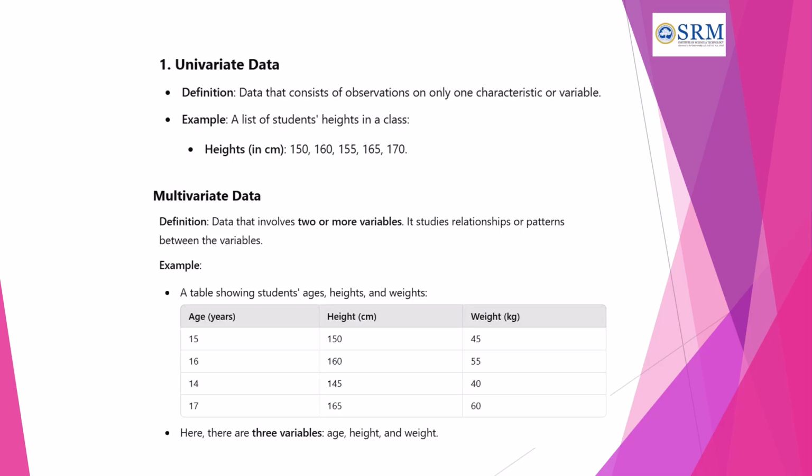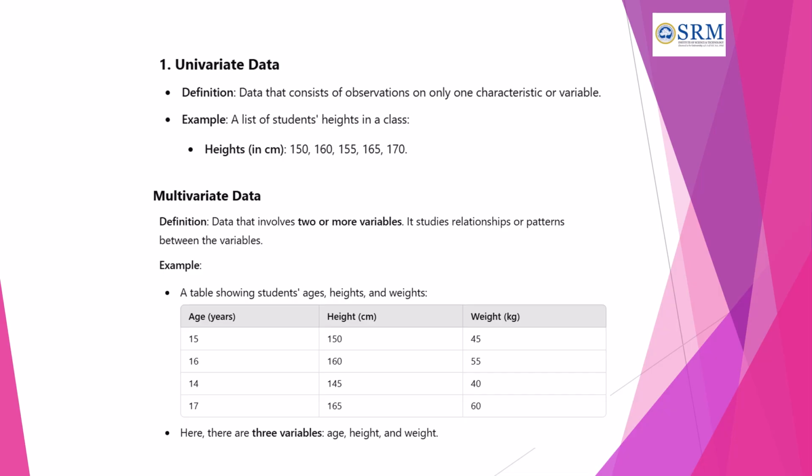Univariate data refers to data that involves just one variable or characteristic. The term uni means one, so we are focusing on a single aspect of the data. For example, if we only look at the heights of students in a class without considering any other factor like their weight, age, or marks, that is univariate data.